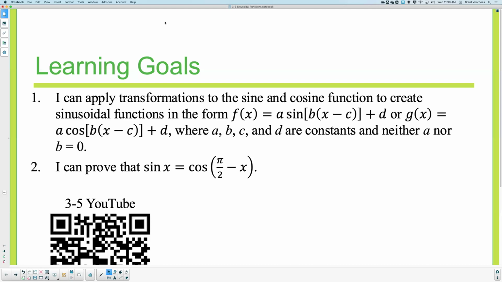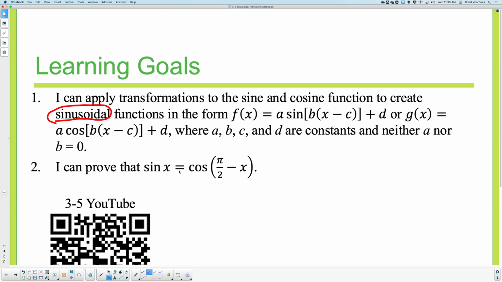Lesson 3-5. Today, what we're going to be looking at is the graphs of sine and cosine, but this time with more transformations. So here you're given the general forms of both sine and cosine with transformations. We're going to call these sinusoidal functions. Here's the word right here, sinusoidal. What sinusoidal means is we have a sine or cosine function that has certain transformations that have occurred. This was given yesterday.